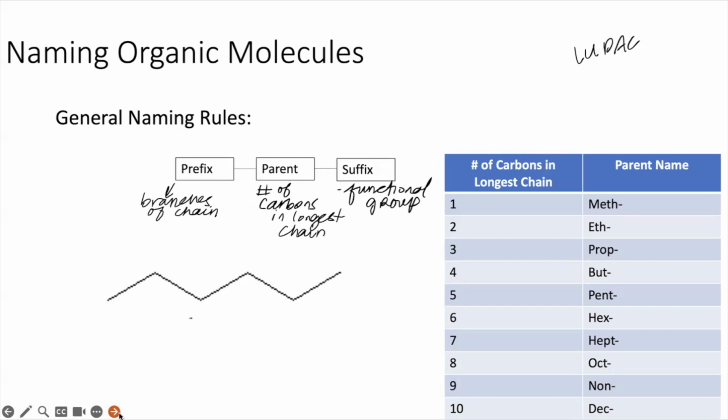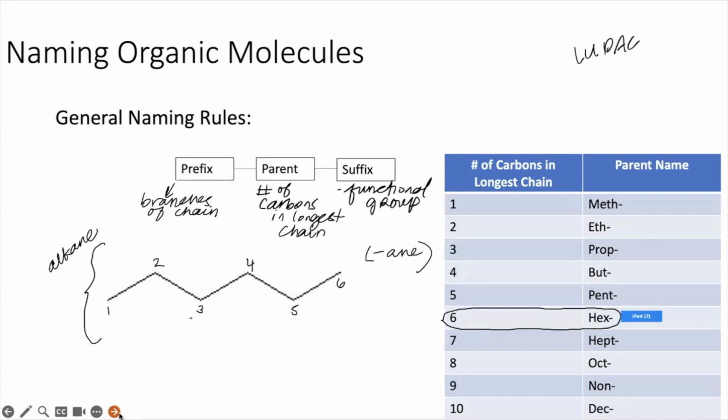When we look at this example molecule, it is an alkane, and so its suffix is always going to be ane. I'm going to count the number of carbons: 1, 2, 3, 4, 5, 6. We don't just say 6-ane. If you noticed in the other slide, there's a parent name associated with the number of carbons in the longest chain. For 6, it's hex. And so this molecule is hexane.